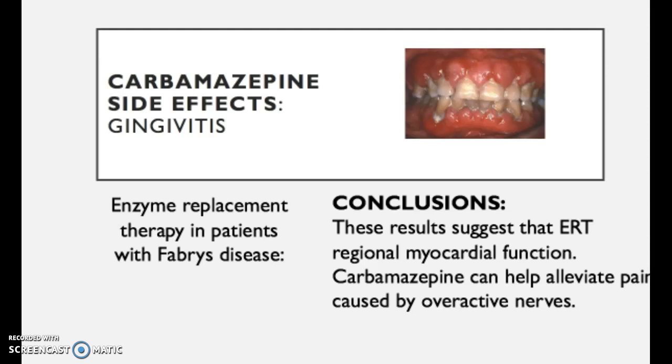The bottom half of this slide, I'm talking about enzyme replacement therapy in patients with Fabry's disease. In conclusion, this article suggests that enzyme replacement treatment can decrease left ventricular hypertrophy and improve regional myocardial function. During this painful process, carbamazepine can be used to help alleviate pain caused by overactive nerves.